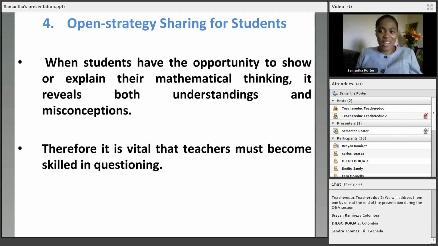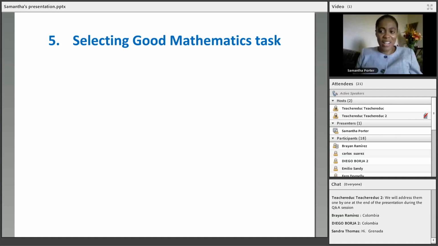Therefore, it is vital that teachers become skilled in questioning because the questioning is what will enable our students to discuss, to share. If we don't question properly, we won't get our students to think deeply. So our questions should go beyond the knowledge base, should go beyond just reciting an answer. We have to question in such a way that we get students to justify, to make connections. We get to understand what students are really thinking, what they are understanding.